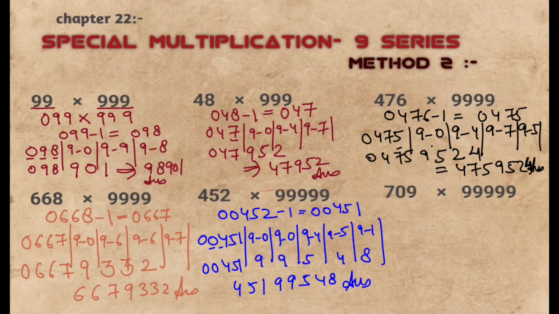Now let's come on to the last question, which is 709 multiplied by 5 nines. So this method will also be the same. Now first equate the number of digits by adding 2 zeros. So 00709. Now we'll subtract 1. So we get 00708.